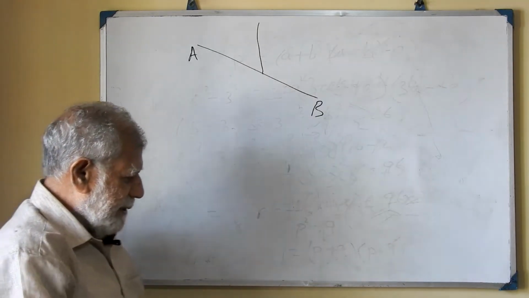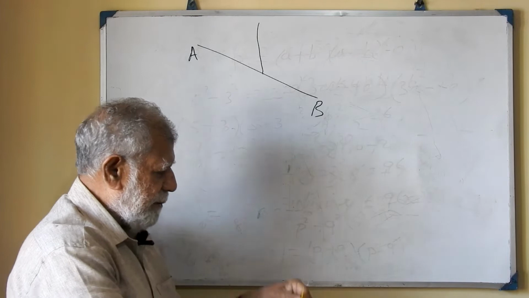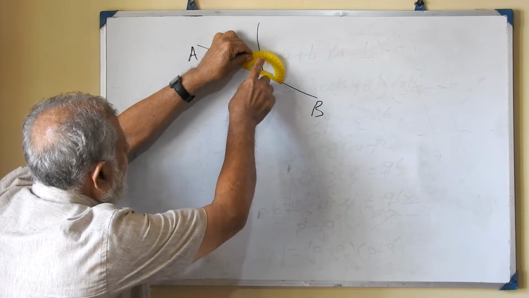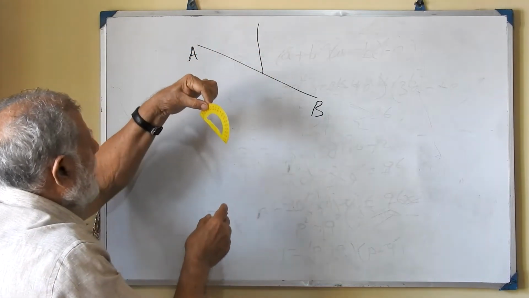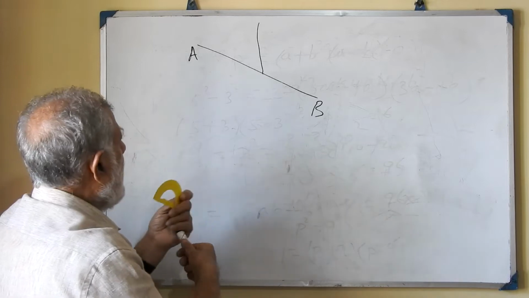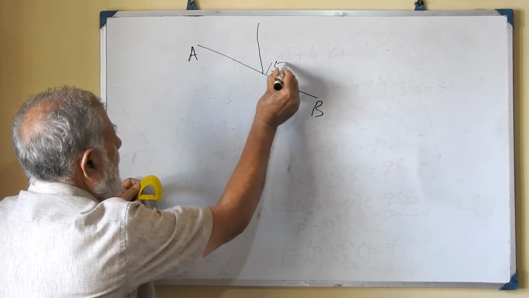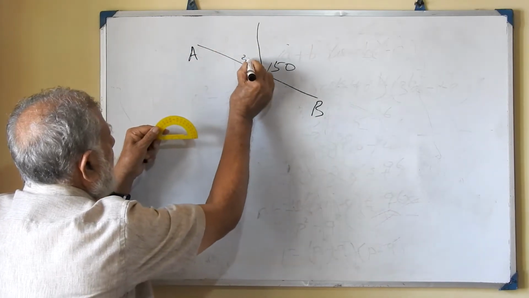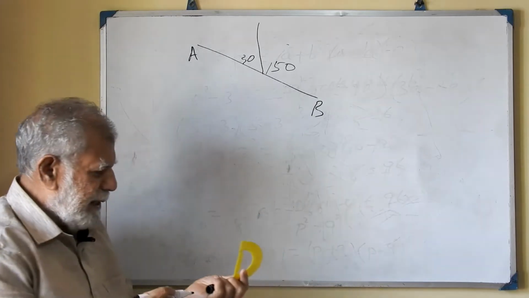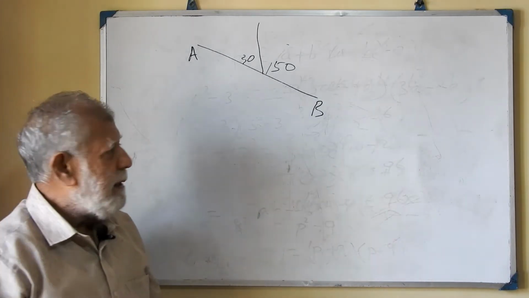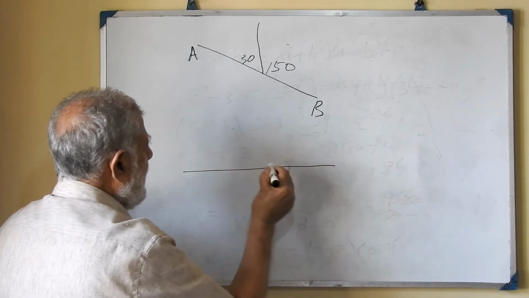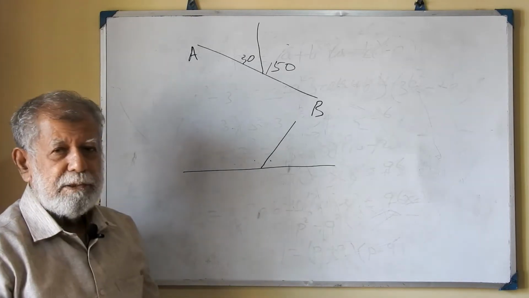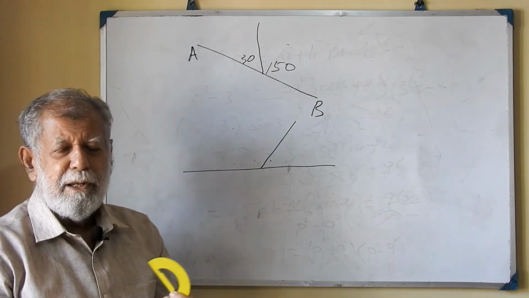And if you measure these angles, you have to keep the protractor here, and you will notice that this angle comes to about 150. And this angle, we have to count from this side, is equal to 30. So when you add that, it comes to 180 degrees. So angles on any straight line, when we add these two angles, add up to 180 degrees. So angles on a straight line always add up to 180 degrees.